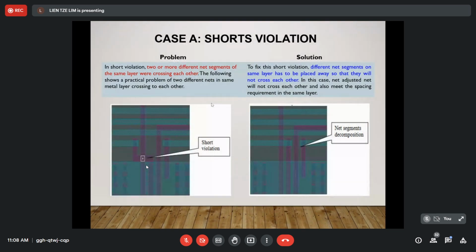So the first one is case A, where there are short violations. The problem here means that there is a violation. What is meant by short violations here is that two or more different net segments of the same layers are crossing each other. So you see the diagram here: this is the layer, and this is the layer, with the black color. At this point they are crossing between two layers. We call this a short violation.